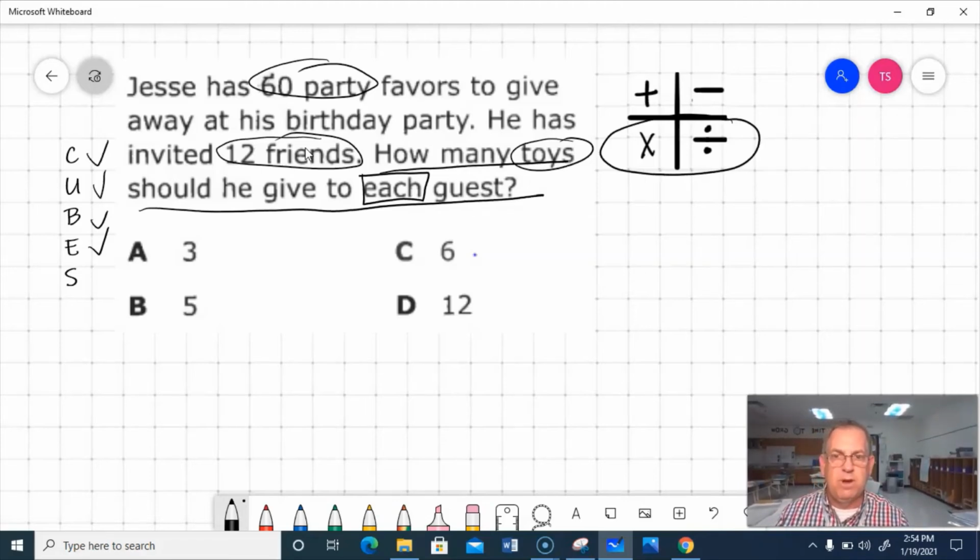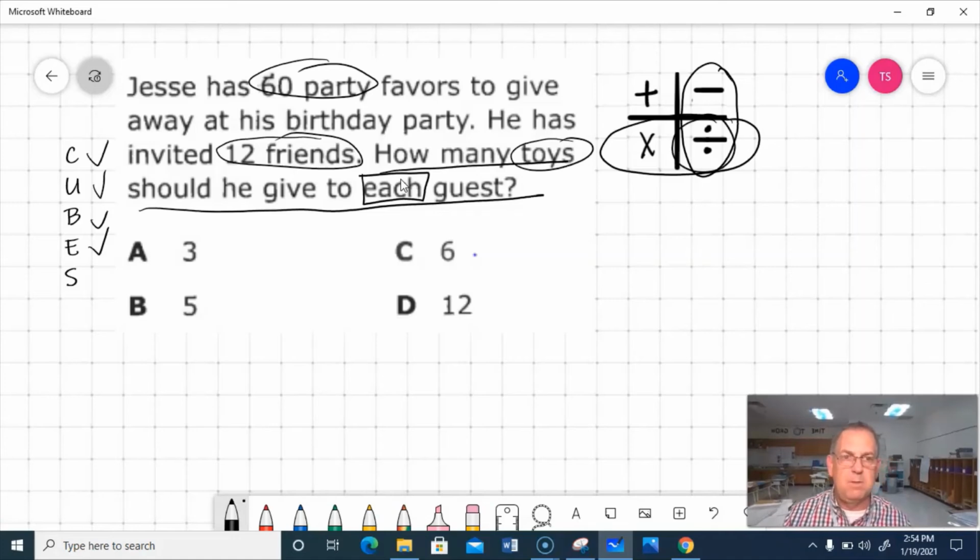I also see the each that I boxed in. That tells me it's equal size groups. And is my answer going to be smaller or larger than 60? That's right, it's going to be smaller because there's 60 total party favors. So chances are I'm going to do some division.